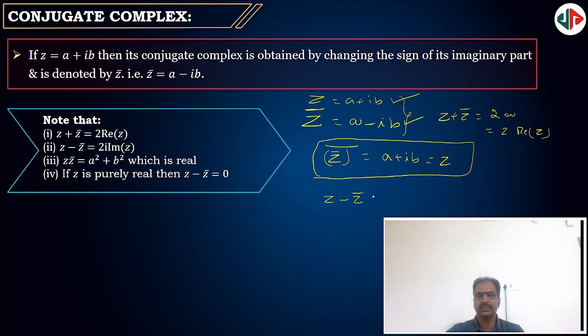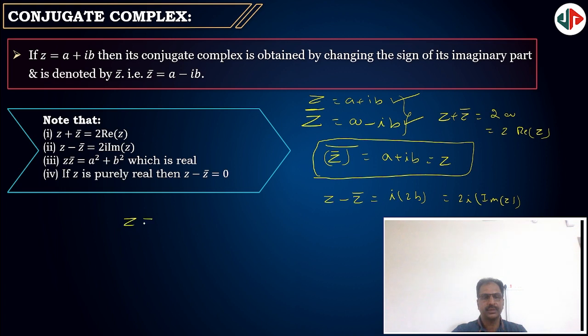What is Z minus Z bar? You will get i into 2B, or 2i into B. B is nothing but the imaginary part of Z. So Z plus Z bar is 2 times the real part of Z. Z minus Z bar is 2i times the imaginary part of Z.